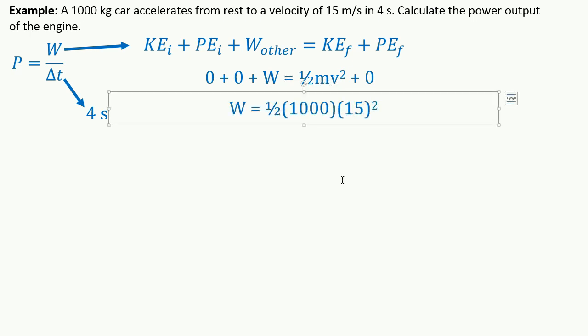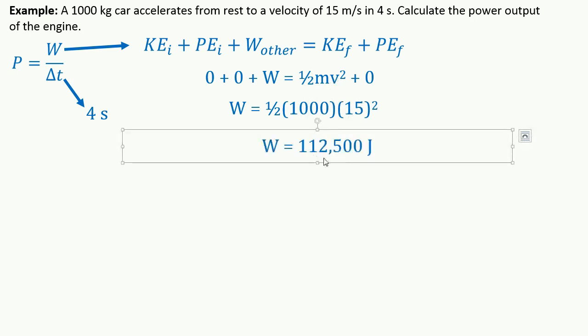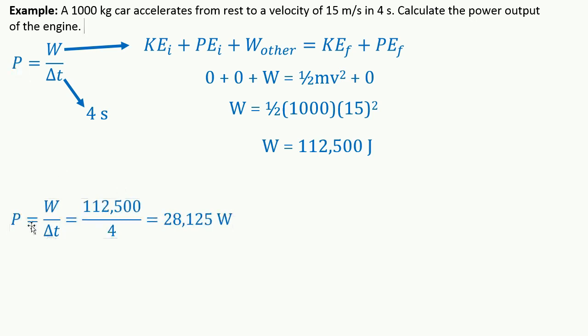Now we can put some numbers in. The mass of the car is 1,000. The speed of the car at the end is 15. And if I crunch through that, I get that the work is 112,500 joules. Okay, so now we know the work done by the engine. We know the time over which the engine did that work. We should be able to find the power. So power is work over time. There's the work. There's the time. So the power output of this car's engine is 28,125 watts, or 28 kilowatts.